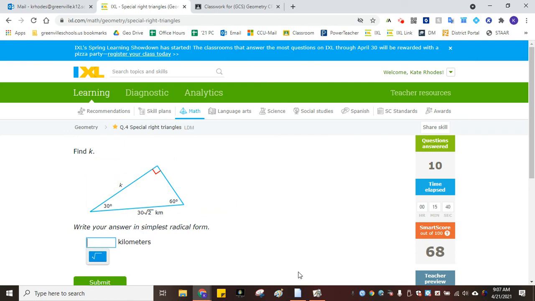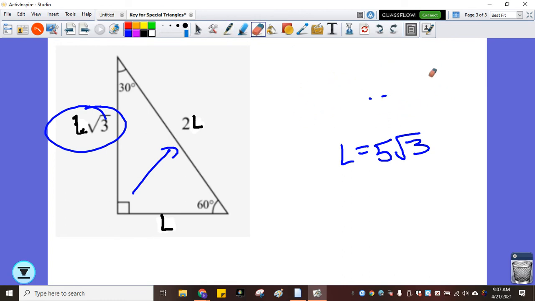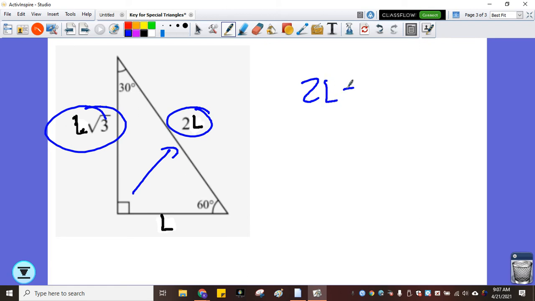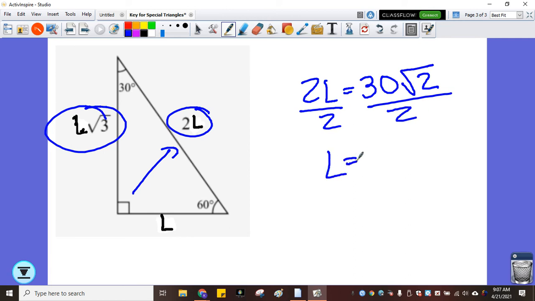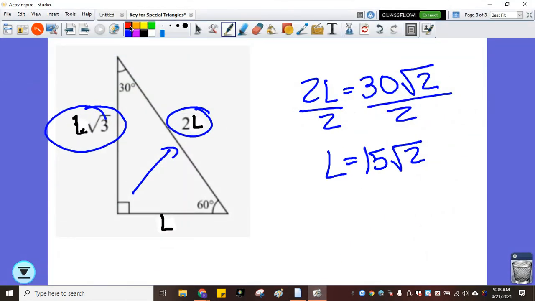Our hypotenuse is 30 square root 2. Hypotenuse is 2L. So 30 square root 2, divide by 2 to figure out what L is. 30 divided by 2 is 15. L is 15. We're asked to find the long side.